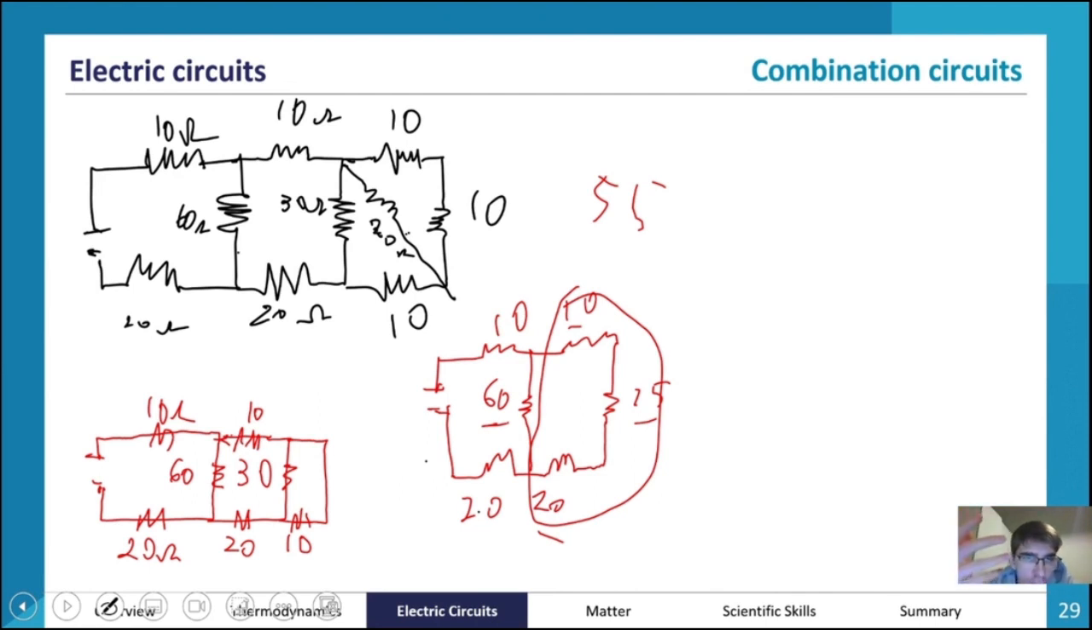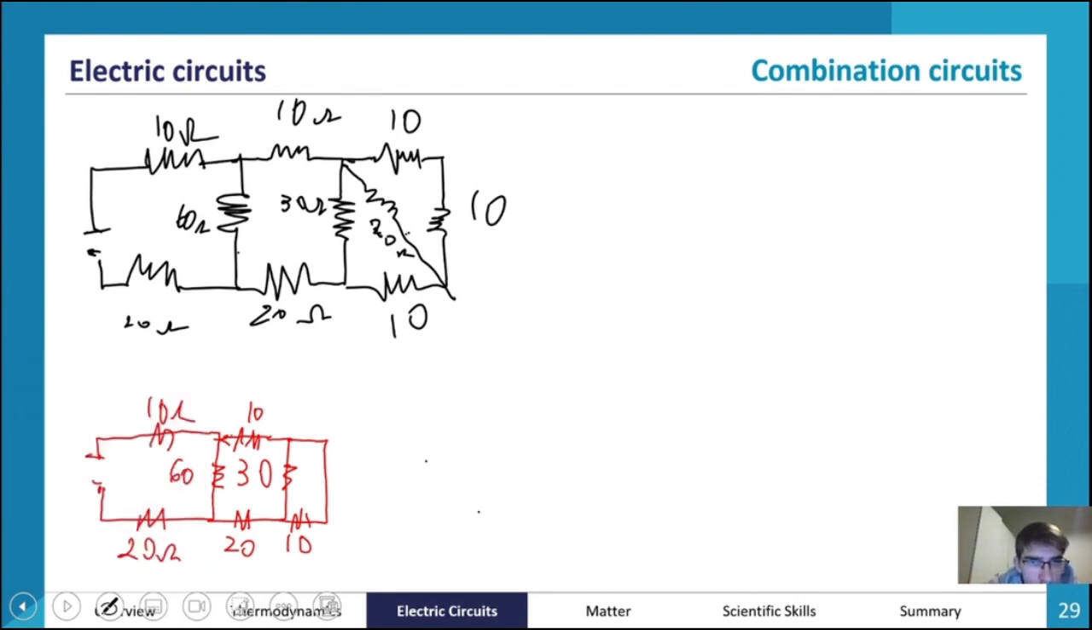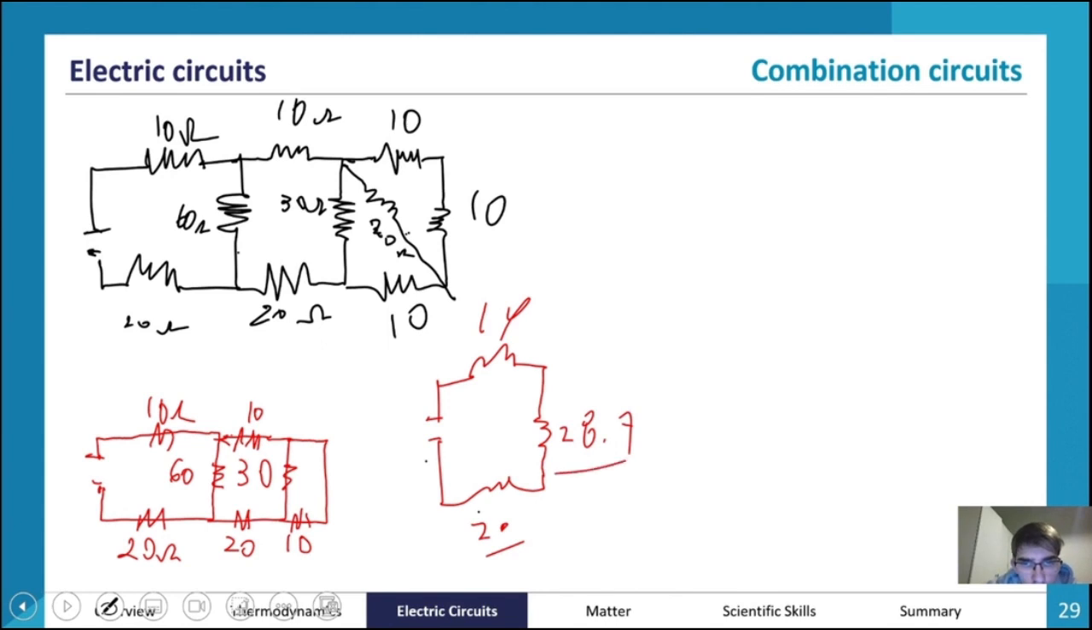I might have made a calculation mistake somewhere along these lines, but at least you guys get the general idea because I'm rushing with the calculations. But if I were to redraw it again, you would essentially end up with a very basic circuit of 10, 28.7, 20, so 10, 20, 28.7, you add them up together, should be 58.7 ohms, the total resistance.